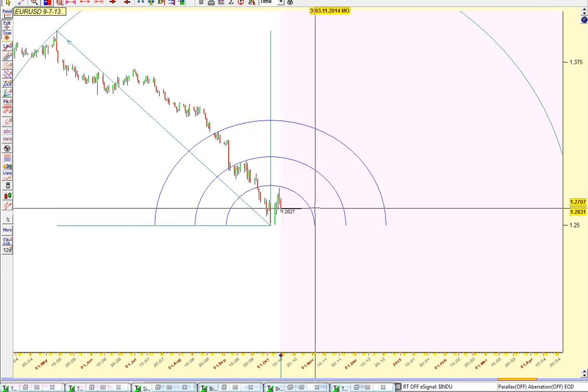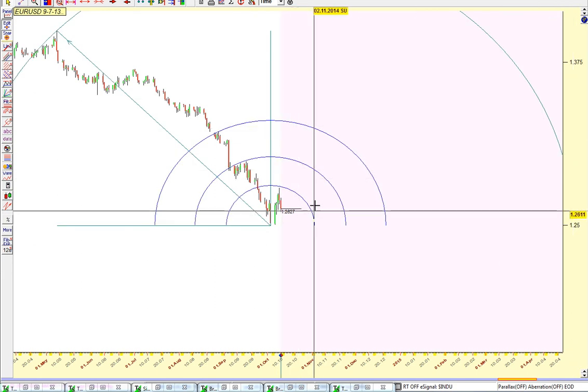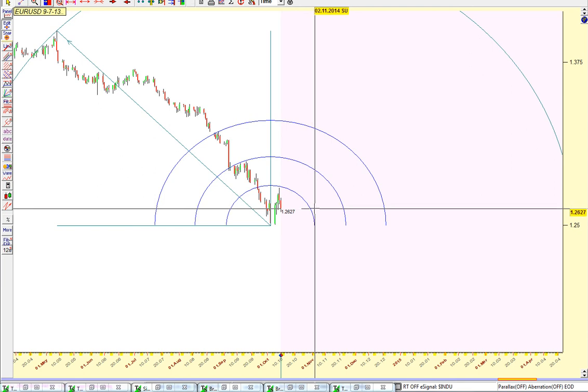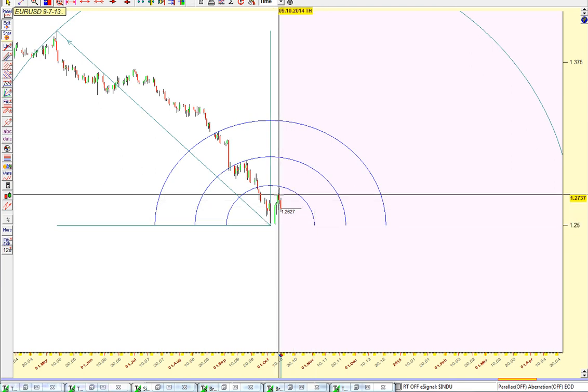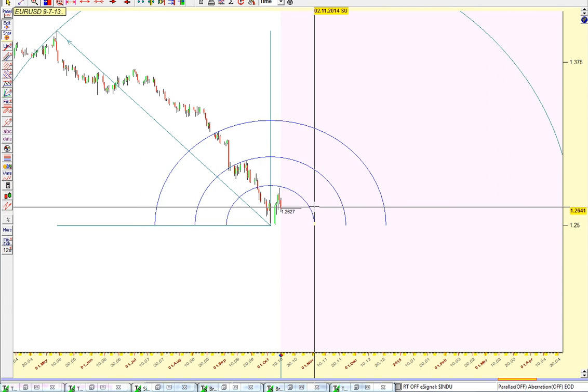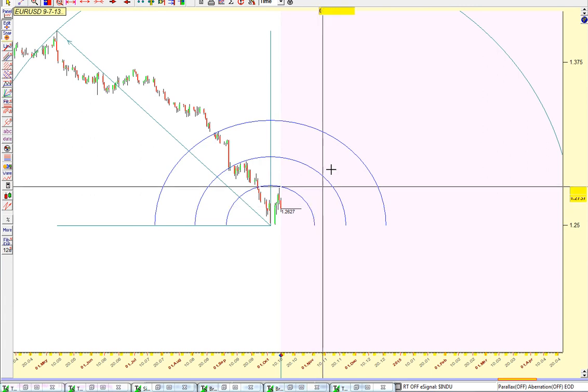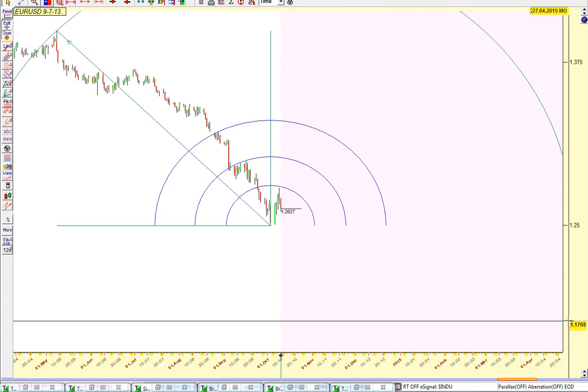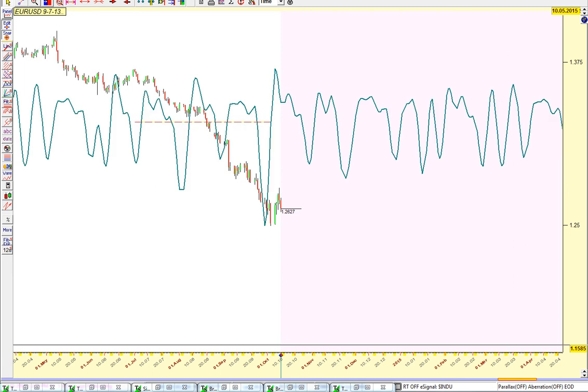What's this timing right there? November 1st, the first week of November. So it should be interesting if we don't make a pivot low. We go sideways here, and maybe on November the 2nd, maybe pop on that first cycle. So we'll see how that goes.